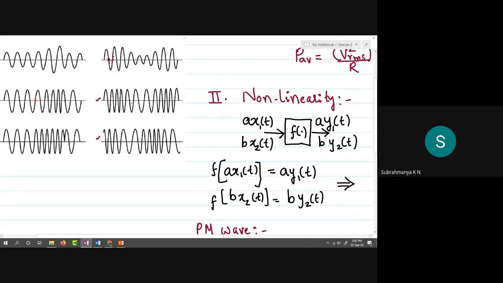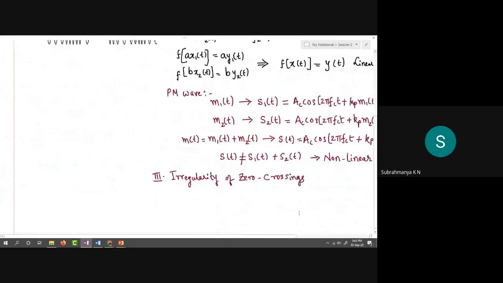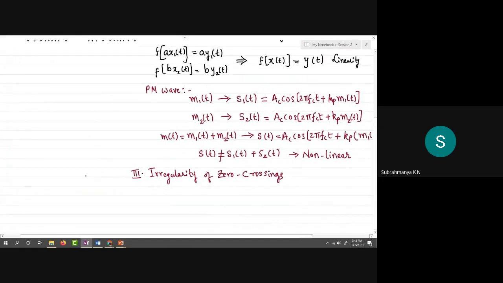Just given these waveforms, you will not be able to detect the uniformity in the zero crossings. So there's a third property that is noteworthy here, which is the irregularity of zero crossings. There is no mathematical interpretation of this, but this is just an observation that can be made at this point. All right.